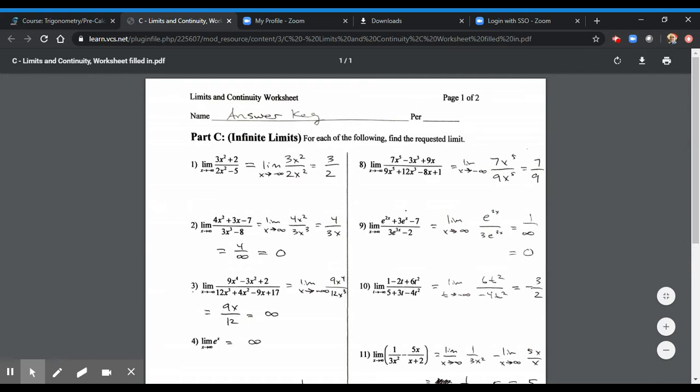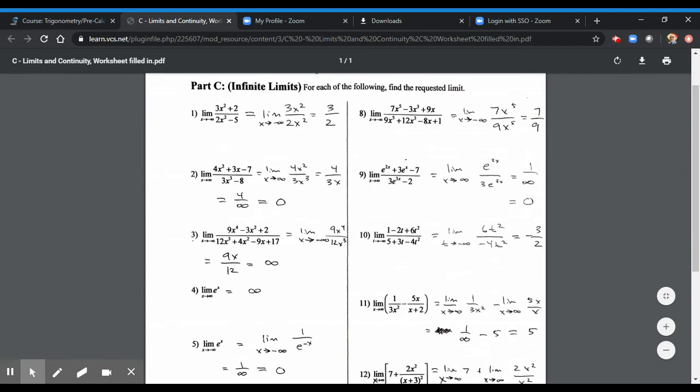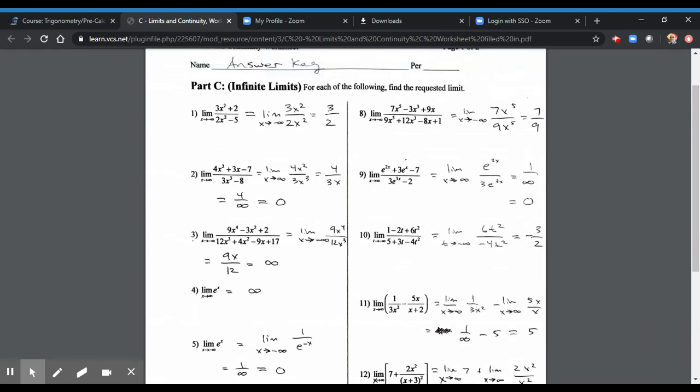Number 3. Limit as x goes to negative infinity of this. Well, I'm just going to look at the highest order terms. So I'm going to look at the limit as x goes to negative infinity of 9x to the fourth over 12x cubed. Well, that reduces to 9x over 12. And as x goes to infinity, that goes to infinity. Oh, that was supposed to be negative infinity. Sorry, I just realized that. So that's an error there. That should be negative infinity.